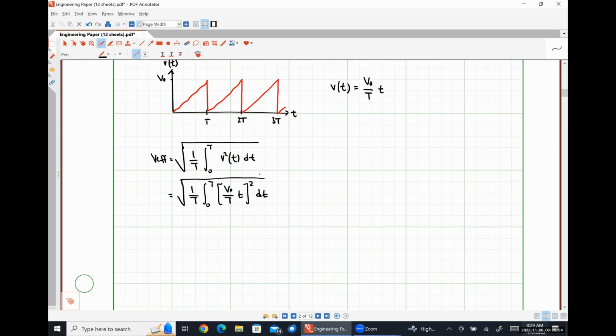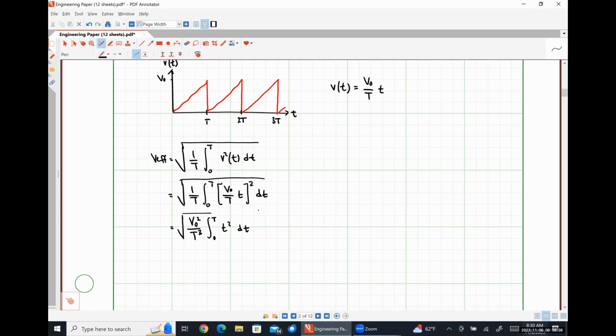Just as a heads up, the most common mistake I see students make when trying to calculate the effective value for any periodic signal is forgetting to square the signal itself, right? We're doing root mean squared, so we absolutely have to remember to square our voltage waveform or our current waveform. All right, so the V naught over T is a constant, so we can actually take that outside of our integration. And so that's going to look like V naught squared divided by T cubed times the integral from 0 to T of t squared dt.